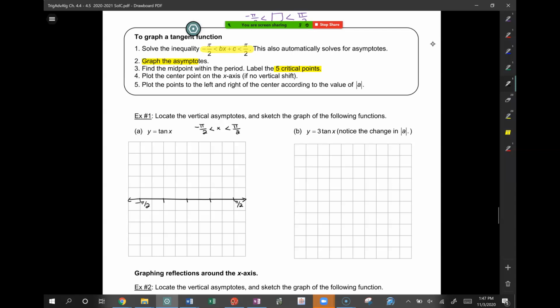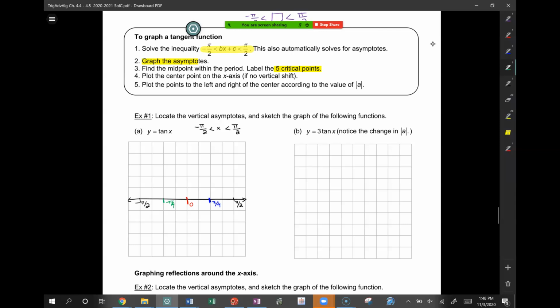Okay? Now, I need to find the other points in here. Okay, so look. Smack in the middle, what's halfway between negative pi over 2 and positive pi over 2? 0. When it's symmetric like that, it's going to be 0. And then to the right, between 0 and pi over 2 is pi over 4. To the left is negative pi over 4. So far, not much has changed.